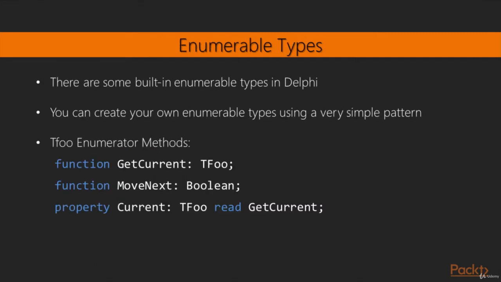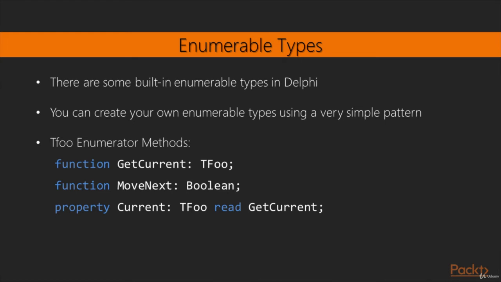When the for in loop was introduced in Delphi 2005, the concept of enumerable types was also introduced into the Delphi language. As you know, there are some built-in enumerable types. However, you can create your own enumerable types using a very simple pattern. To make your container enumerable, implement a single method called GetEnumerator that must return a reference to an object, interface, or record that implements 3 methods and 1 property. In the sample, the element to enumerate is TFoo.